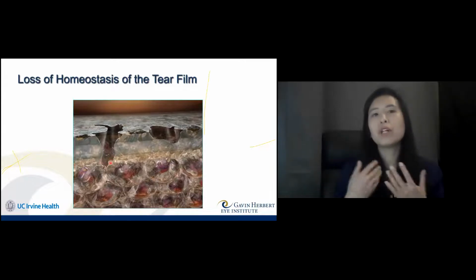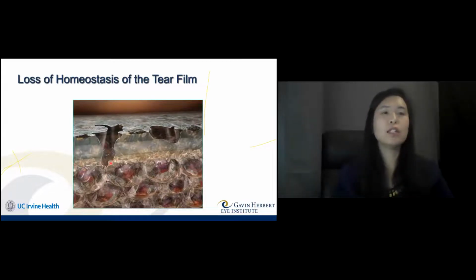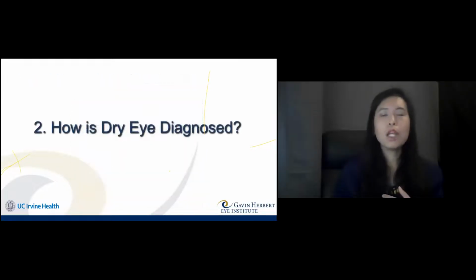And if that goes on for too long, those epithelial cells will dry out and they can die or they fall off. And in severe cases, it can be hard for them to regenerate. And this is a cycle that can then lead to nerve damage or inflammation. And we'll talk about that a little bit more. But let's move on to, how is dry eye diagnosed?